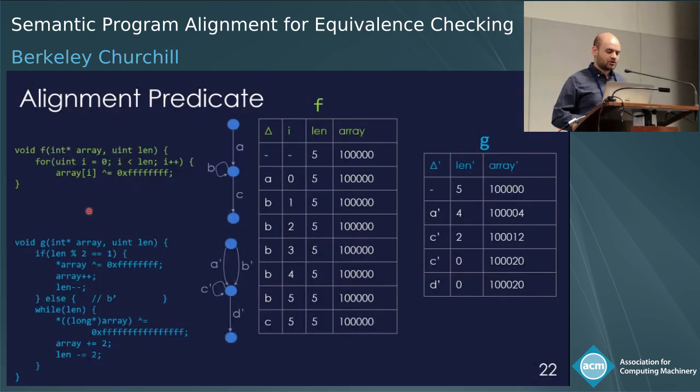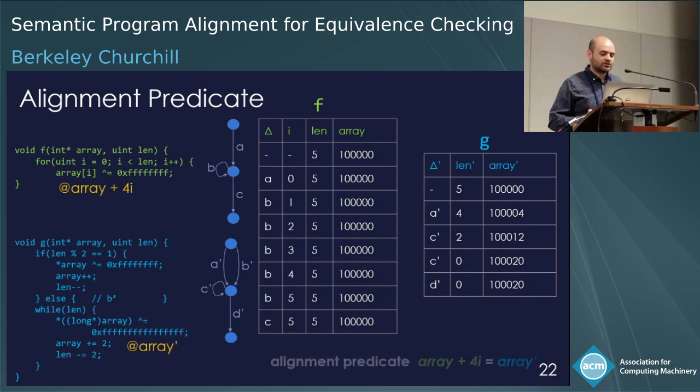So here are the functions f and g. This is a trace of f where each row represents the execution of one basic block, and similarly for g. And these are the control flow graphs of both functions. So you might ask, what's a good way to align these two programs? For this particular pair of examples, you'll notice that function f on each iteration dereferences the address array plus 4 times the array index. And function g dereferences its copy of the array index. So one guess for an alignment predicate is that you want array plus 4i to be equal to array in program g.